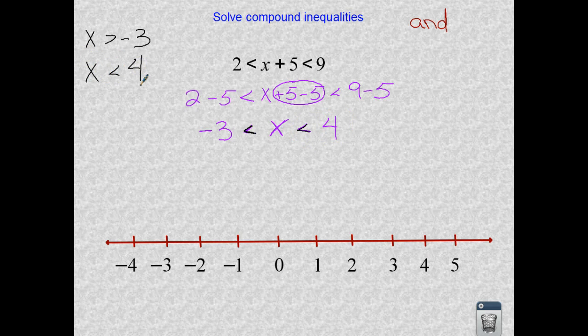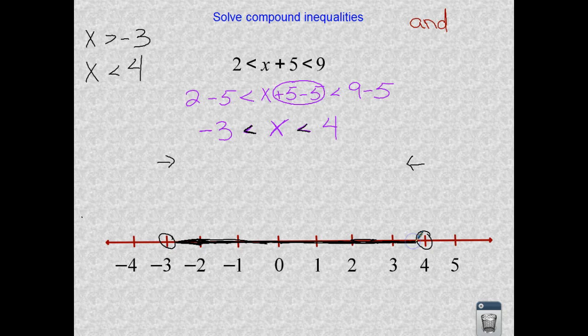And let's go graph and see how that looks. Greater than -3, so that's an open circle, and shading to the right, put a little arrow just to remind me that I'm going to be shading to the right. And then x is less than 4, so that's an open circle, and I know that I'm going to be shading to the left. So where are these going to collide? They're going to collide all inside of those two numbers that are in question. And again, they are sharing answers. So this is an intersection, also called AND.